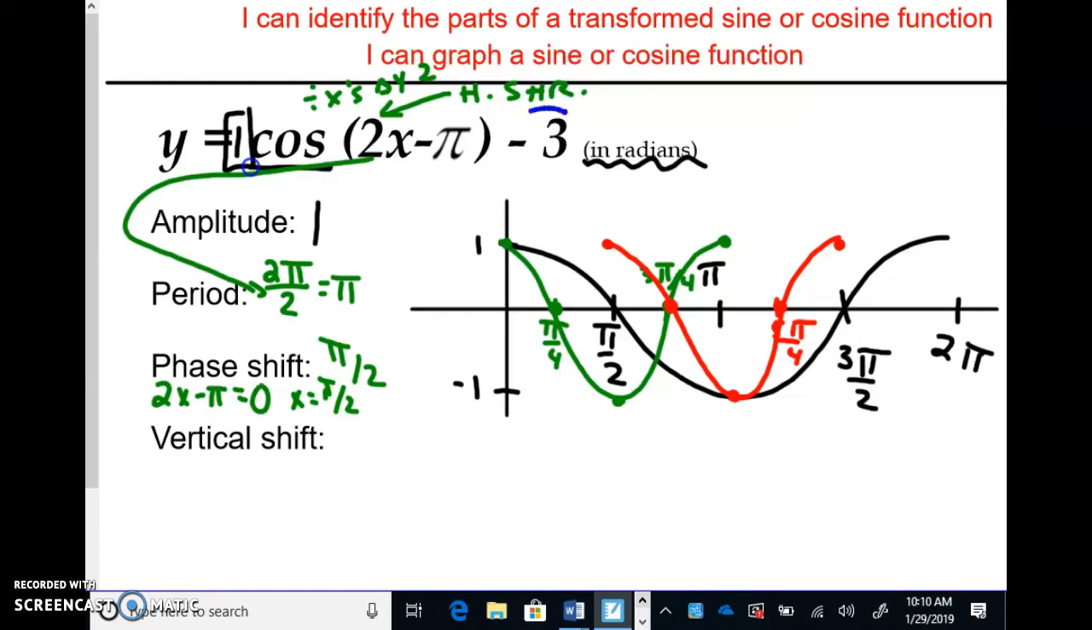And then the vertical shift, that is that plus or minus number, that's the easy one. Move everything down 3 units. So this point that's at 1, we are going to move it down 3 units, so it goes to negative 2. This point that's at, oops, we're doing the red curve, I am sorry. We're doing the red curve. So this point that's at 1, move it down 3 units.